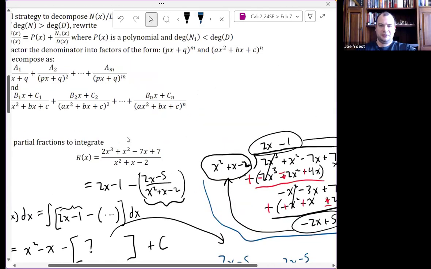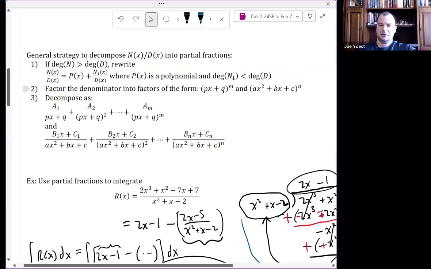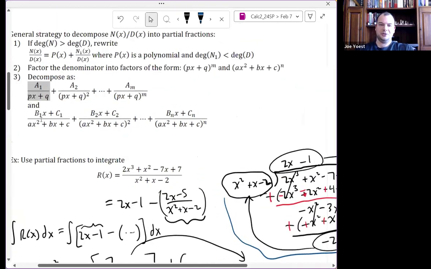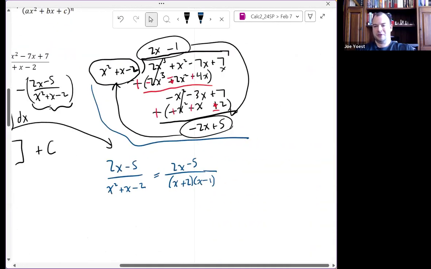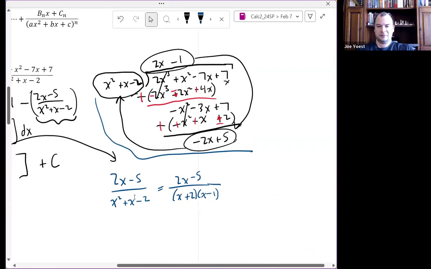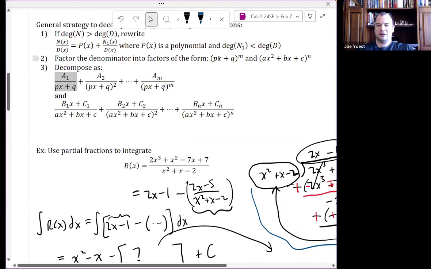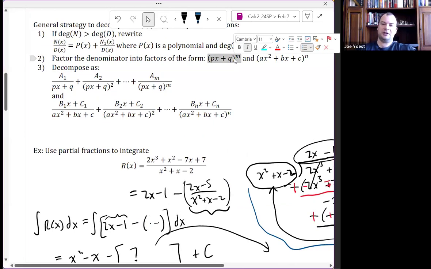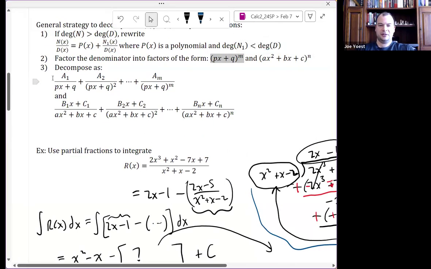Let me take a peek back at my general strategy, and I see that I have now two factors, each of which is a linear to the first power. So decompose this as two pieces that look like this. I'll have number over x plus 2 and plus number over x minus 1. So I have a first linear to the first power and a second linear to the first power. Each of those is going to contribute a constant over its linear piece.